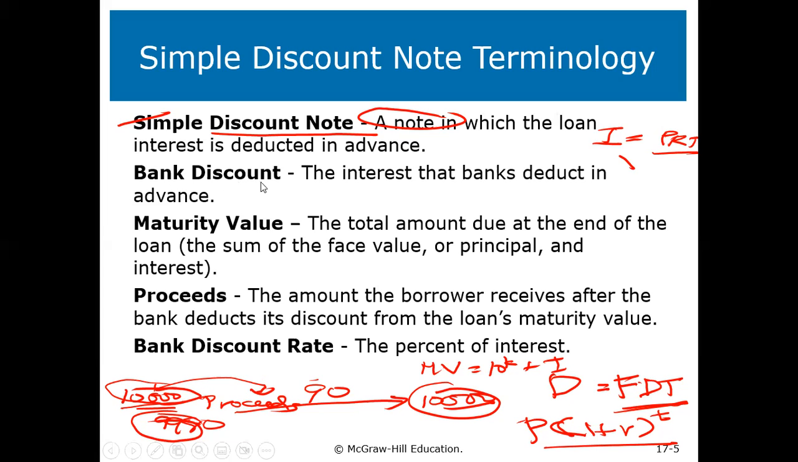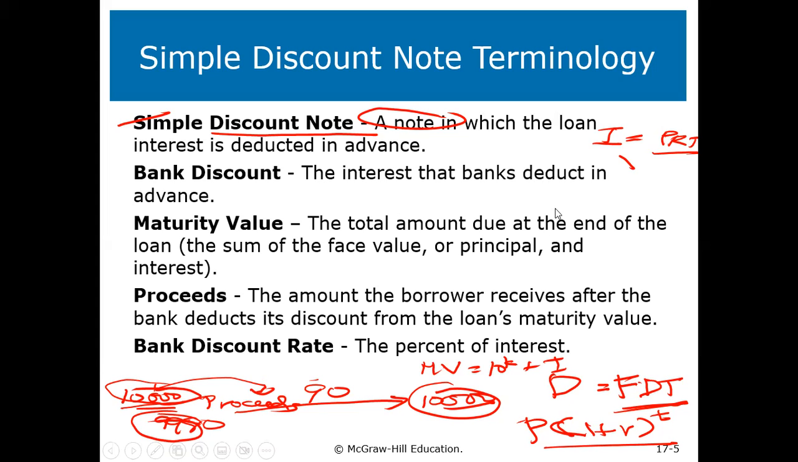Okay, next, the bank discount is the interest that the banks, or in general the lender, deduct in advance. This is what I was saying earlier. So if we only get 9,980, the amount of the discount is 20 pesos. If you get only 9,900, then the discount is 100.